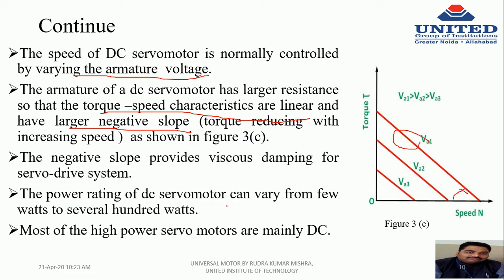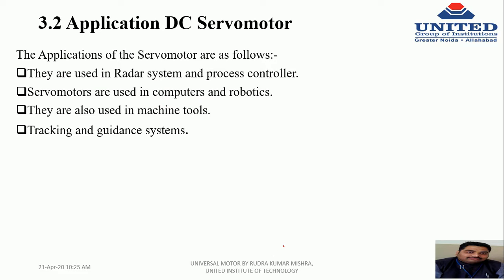The power rating of a DC servo motor can vary from a few watts to several hundred watts. Most of the high power servo motors are mainly DC. Applications of DC servo motors: they are used in radar systems and process controllers. Servo motors are used in computers and robotics. They are also used in machine tools, tracking and guidance systems.